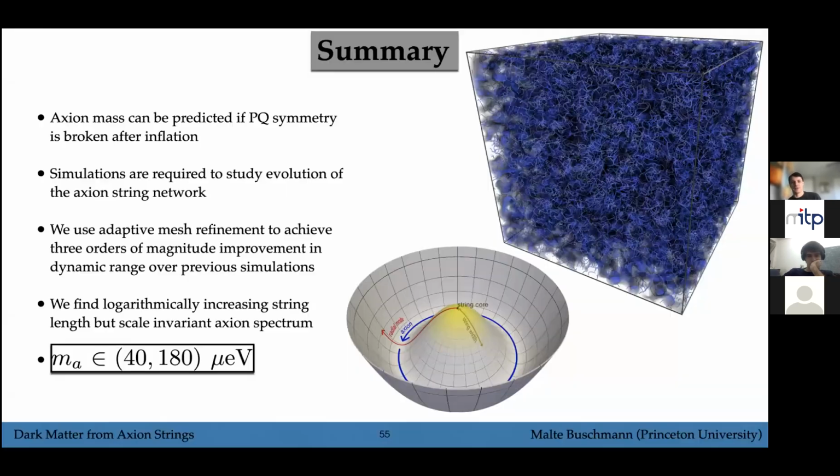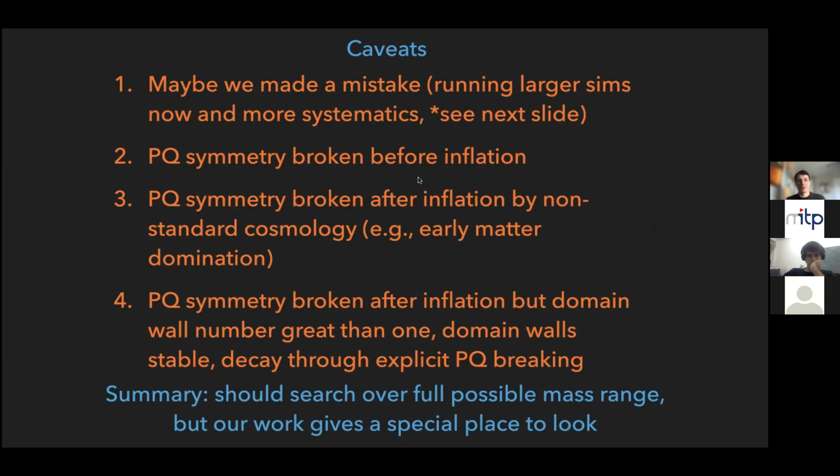Well, okay, Jesus. That should be probably after inflation. So the general assumption is that the PQ symmetry should be broken after inflation. If you break it before inflation, you have an extra parameter and you can't really determine an axion mass.